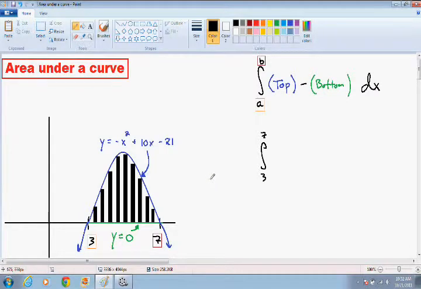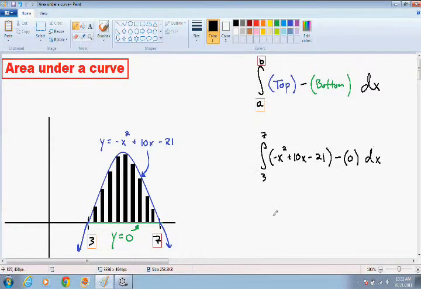We have our lower point as 3, our higher point is 7, and then our top function is the function in which the top of the rectangles are touching. Notice how every single rectangle is touching the curve negative x squared plus 10x minus 21, so that's our top function, minus our bottom function. And our bottom function is the curve in which the bottom of the rectangles are touching. Notice how every single rectangle, the bottom of them are touching the curve y equals 0. And so that is our bottom function, 0 dx.